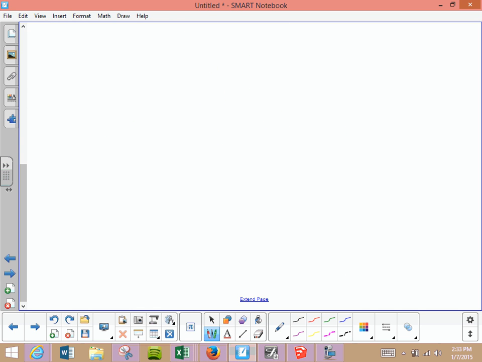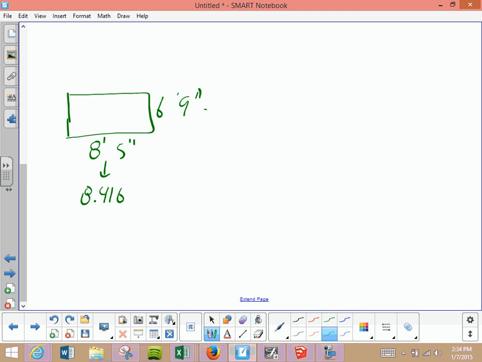Sure. What were the measurements? So it'll be 8.416, right? When you convert it to decimal. And that would have been 6.75. You get the money in your head. If you think about it, 0.5 of a foot would be 6 inches, right? Break that in half, that'll be 0.25. Add it together, 0.75. So that's 3/4 of a foot.